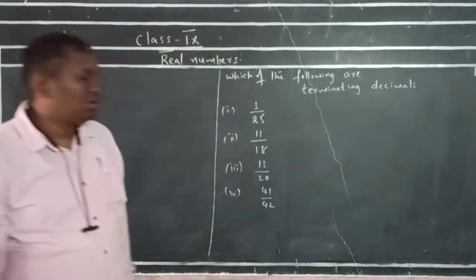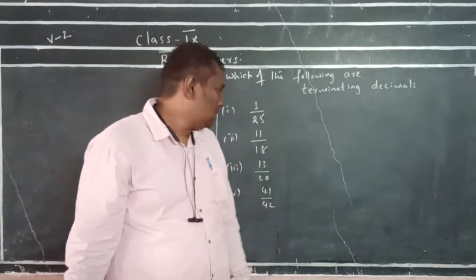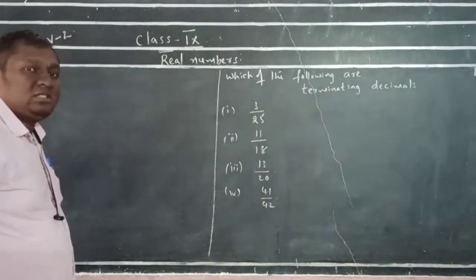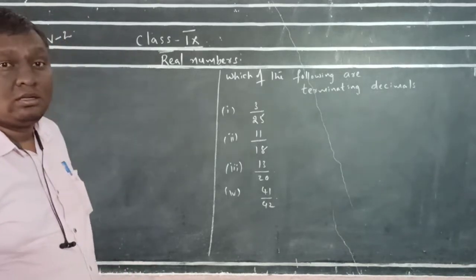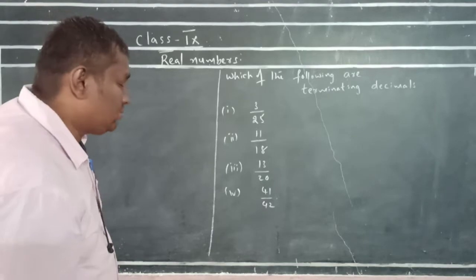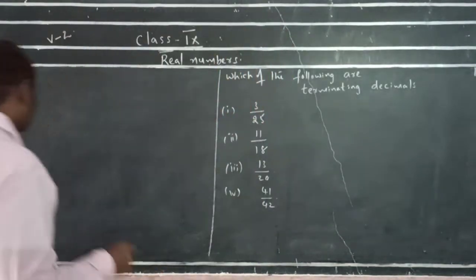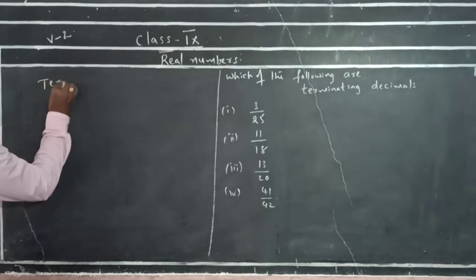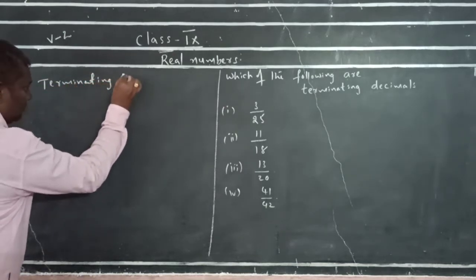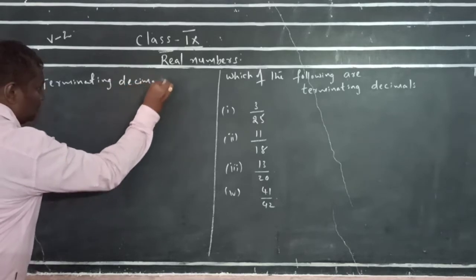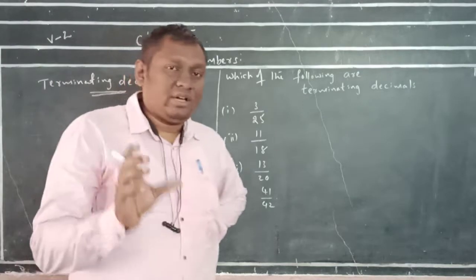Here, the real numbers continuation. Which of the following is a terminating decimal? Already in the previous class we learned about terminating decimals. The decimal form of a rational number is finite.